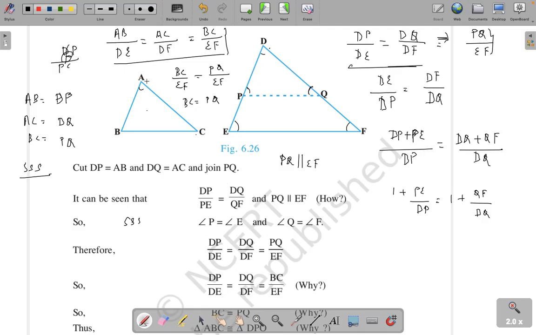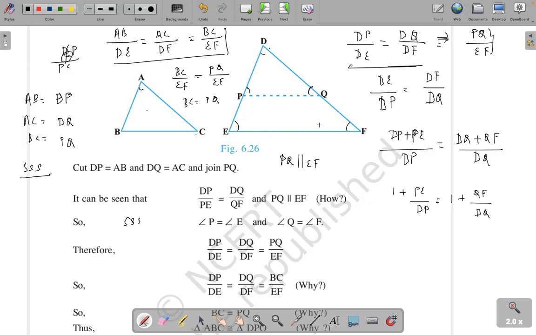It was given that AB upon DE is equal to AC upon DF is equal to BC upon EF. Right, so we wrote that down, and then that led to BPT. Once we got BPT, we can say DP upon DE is equal to DQ upon DF equals PQ upon EF. So there are two versions of BPT. DP upon PE is equal to DQ upon QF. So this is the first version. The second version is DP upon DE equals DQ upon DF equals PQ upon EF.